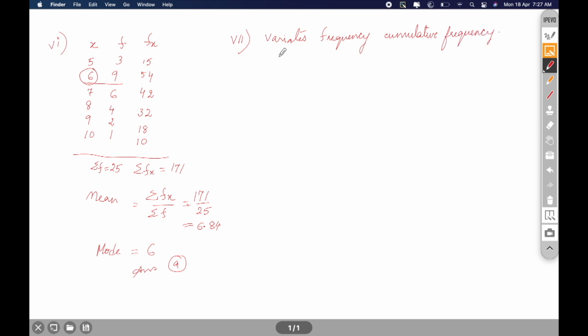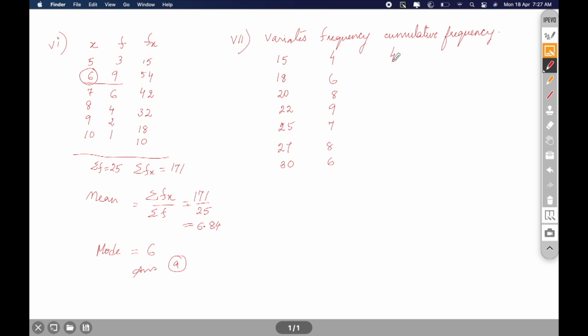So for variates we have 15, 18, 20, 22, 25, 27 and 30. For frequency we have 4, 6, 8, 9, 7, 8, 6. Now for cumulative frequency, we all know how to find it.